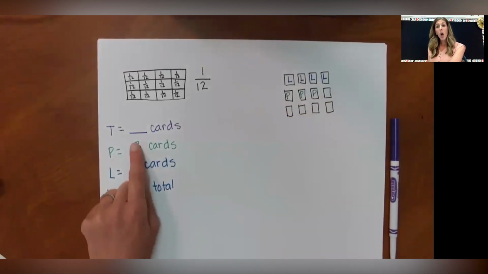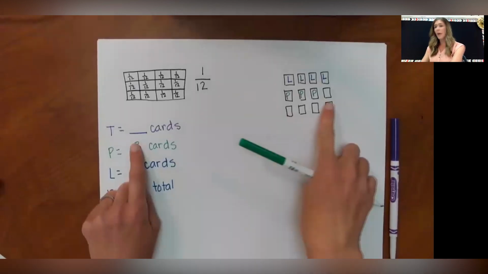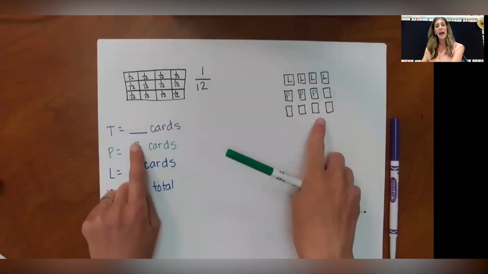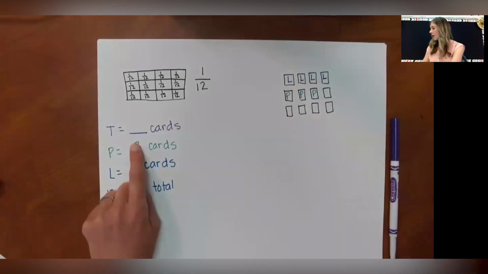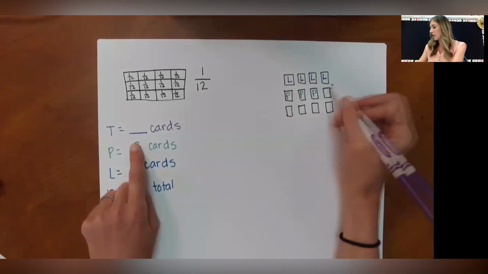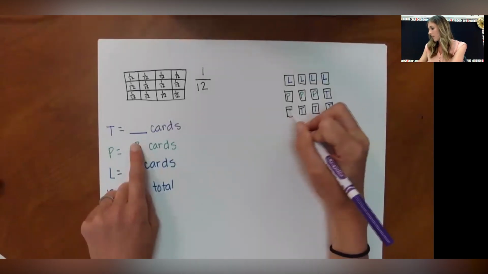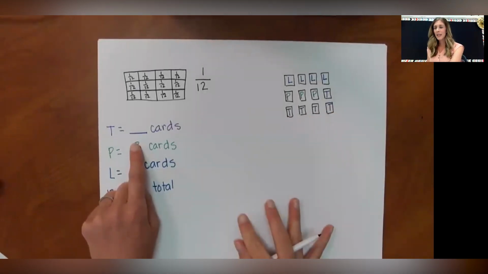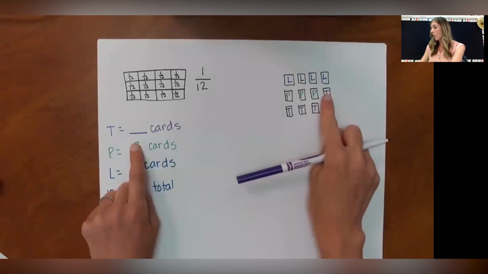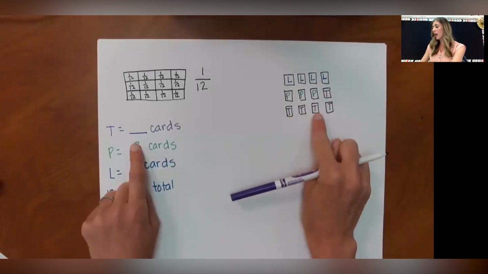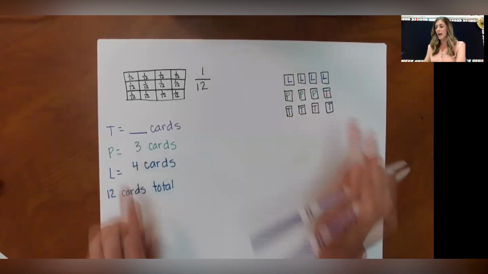And we know that Todd got the rest. So that must mean that these cards that I haven't labeled yet belong to Todd. So I'm going to go through and label those with a T. So I can see now that Todd got 1, 2, 3, 4, 5 cards out of the deck.